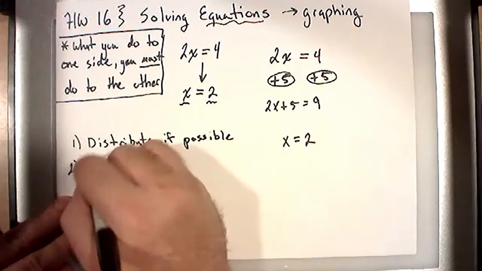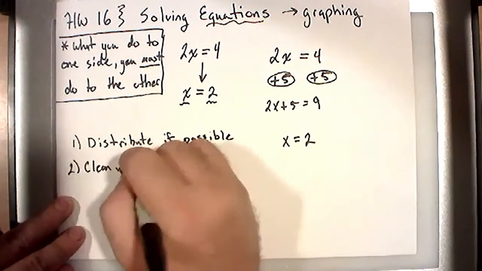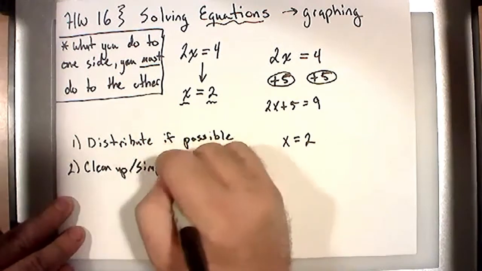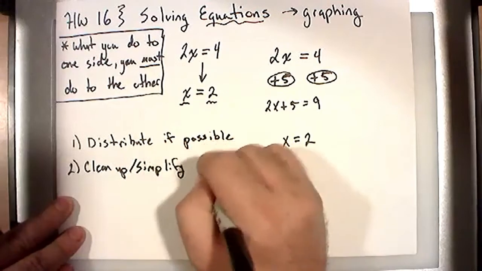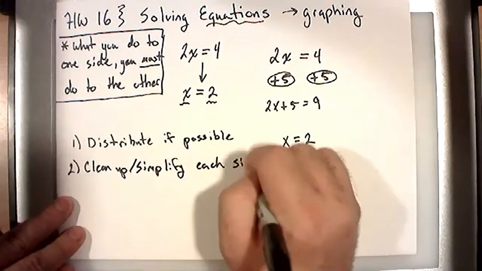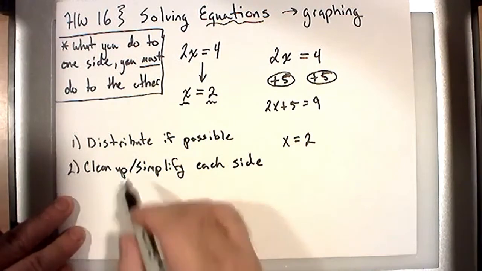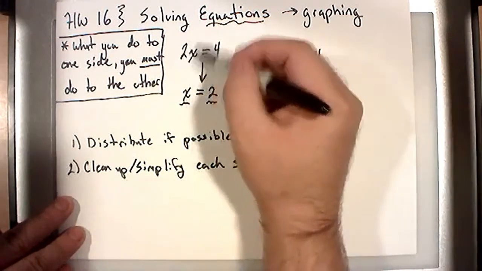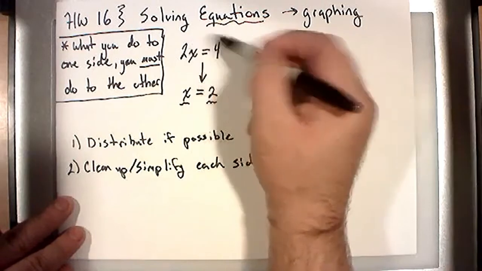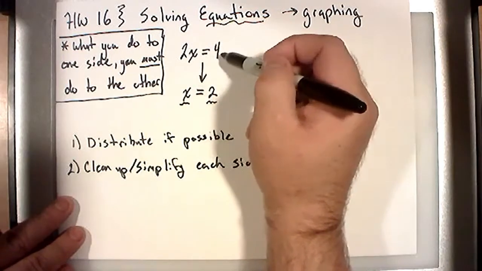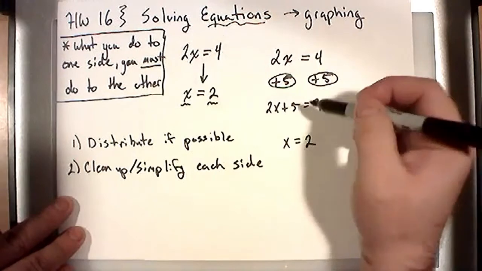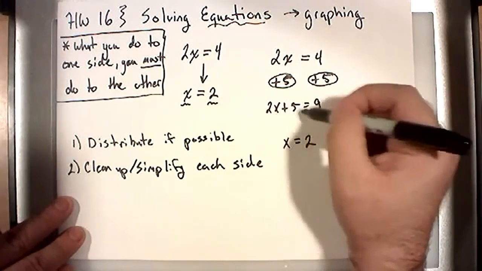Second step would be clean up, and I'm going to say simplify, because we talked about that, each side. And again, remember, when I say side, I'm talking about the sides of the equal sign, right? What I mean by this is take a look at the left side, 2x. Can you clean that up at all? No. Take a look at the right side, 4. Can that be cleaned up at all? No. Right? But if we come over here, 2x plus 5, can that be cleaned up?